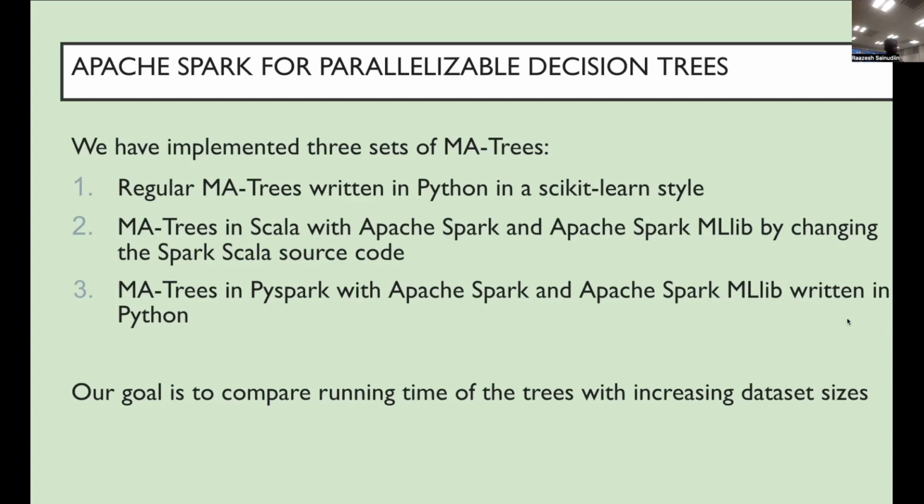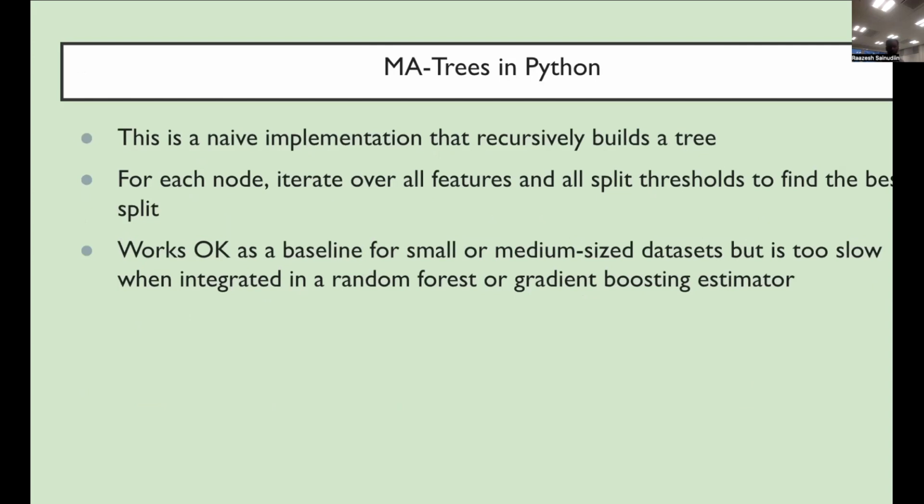Here we compare some running times for these 3 approaches. The naive implementation in Python is that we just recursively build a tree, and for each node we iterate over all the features and all the split thresholds to find the best split. Of course that works okay for small or medium-sized data sets, but as I said before, if we want to do this at a larger scale, it's just too slow.